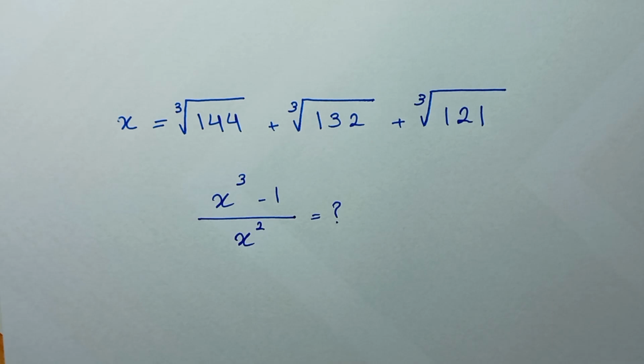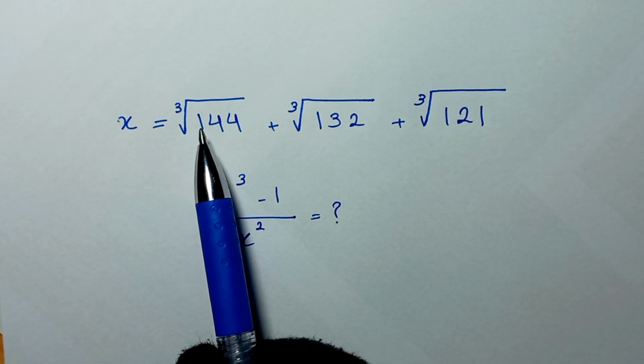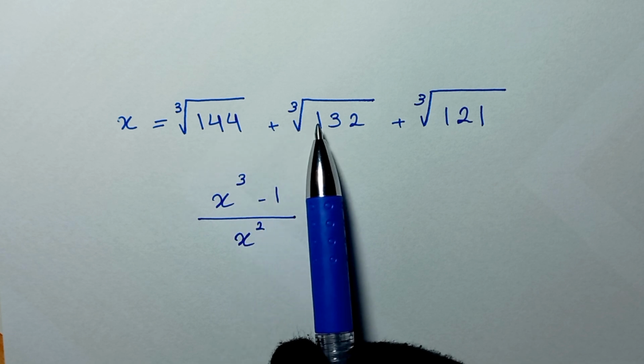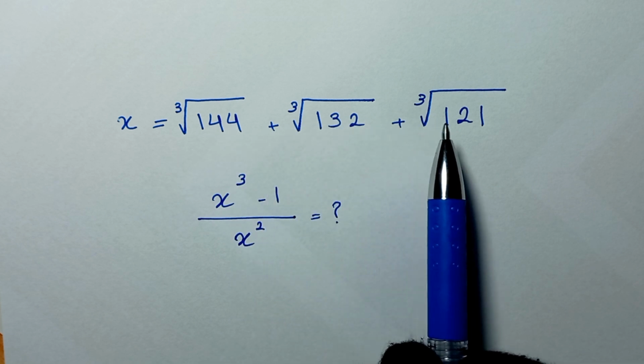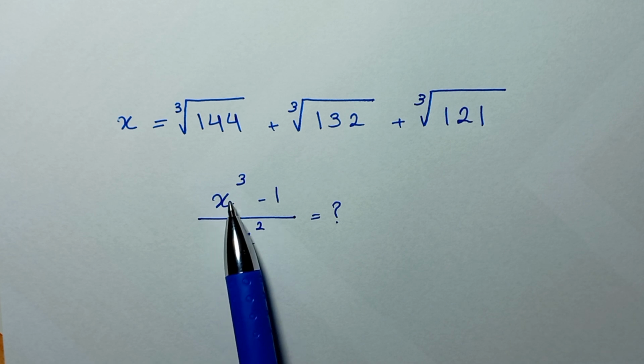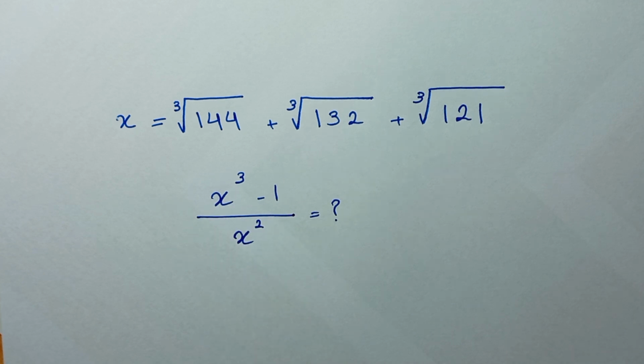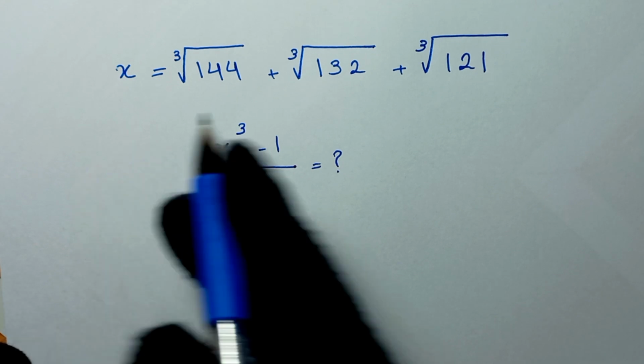Hello my friends, you're welcome to solve this math problem, which is x is equal to cube root of 144 plus cube root of 132 plus cube root of 121, and to find the value of x cube minus 1 over x squared.